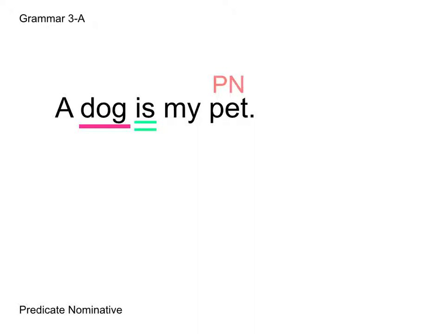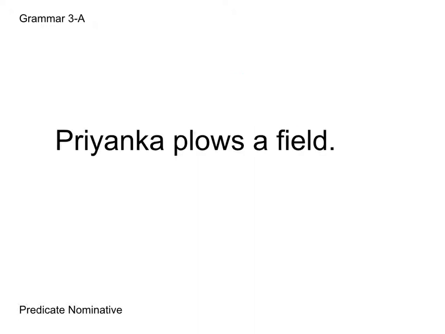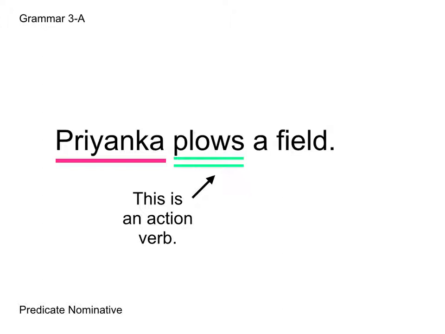Let's look at another example. Here we have Priyanka plows a field. So let's find our predicate first. You have plows a field as your predicate. So now let's just get the simple subject and the simple verb. We've got Priyanka as our subject and plows as our verb. Is there a predicate nominative? No, because this is an action verb. So there's no way to rename the subject when you have an action verb. So you're done with this sentence now.